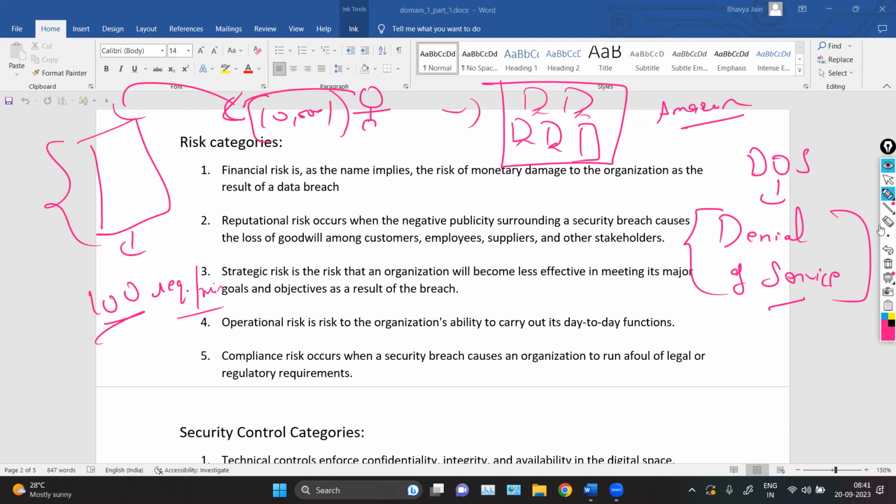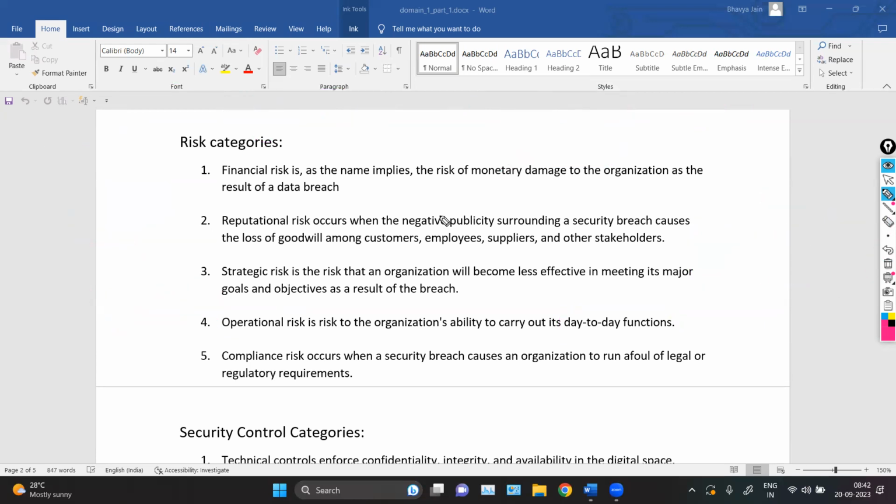Now Amazon will not be able to perform its day-to-day activities, because those systems are needed for performing the daily operations, but the attacker damages the servers or systems. So Amazon will not be able to perform its daily operations. That is known as operational risk, where the attacker or any incident is disrupting the day-to-day operations of any company. That is operational risk.